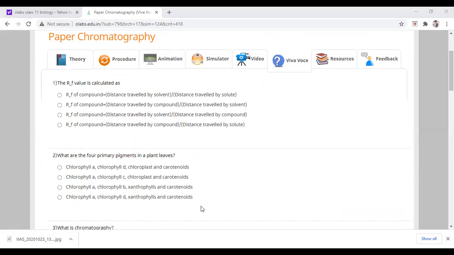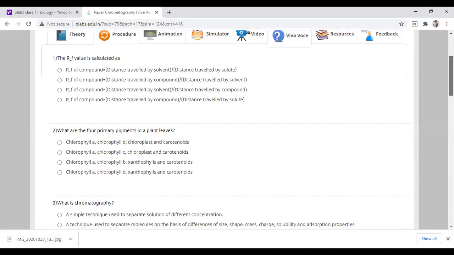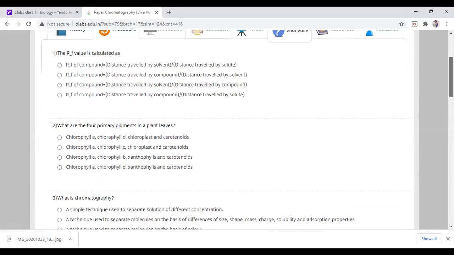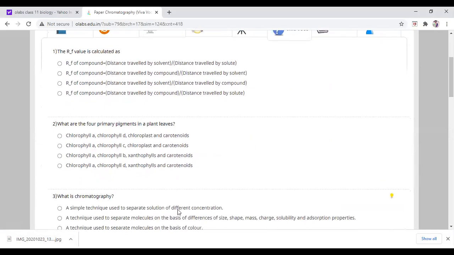Now, for this viva voce question, we will try to do this. The RF value is calculated as, what will be the answer of the RF value? After we have done the practical, we should be able to give the correct answers to these questions. So tell me the answers. What will be the answer of the first?